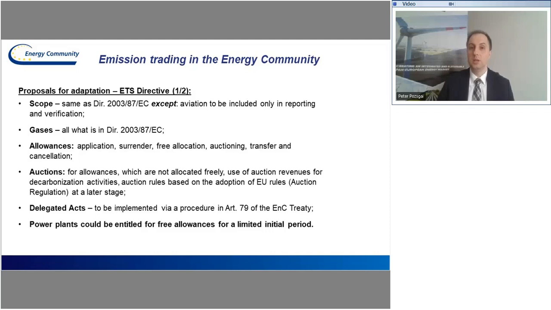A big difference to the EU system is that, again, to make the transition a bit easier for the market participants to adapt to the new circumstances, we would suggest that the power plants at the very beginning could be subject to free allowances, which would then be phased out. In the EU, the electricity generation sector is currently fully subject to auctions. And this is the path that we would also go.